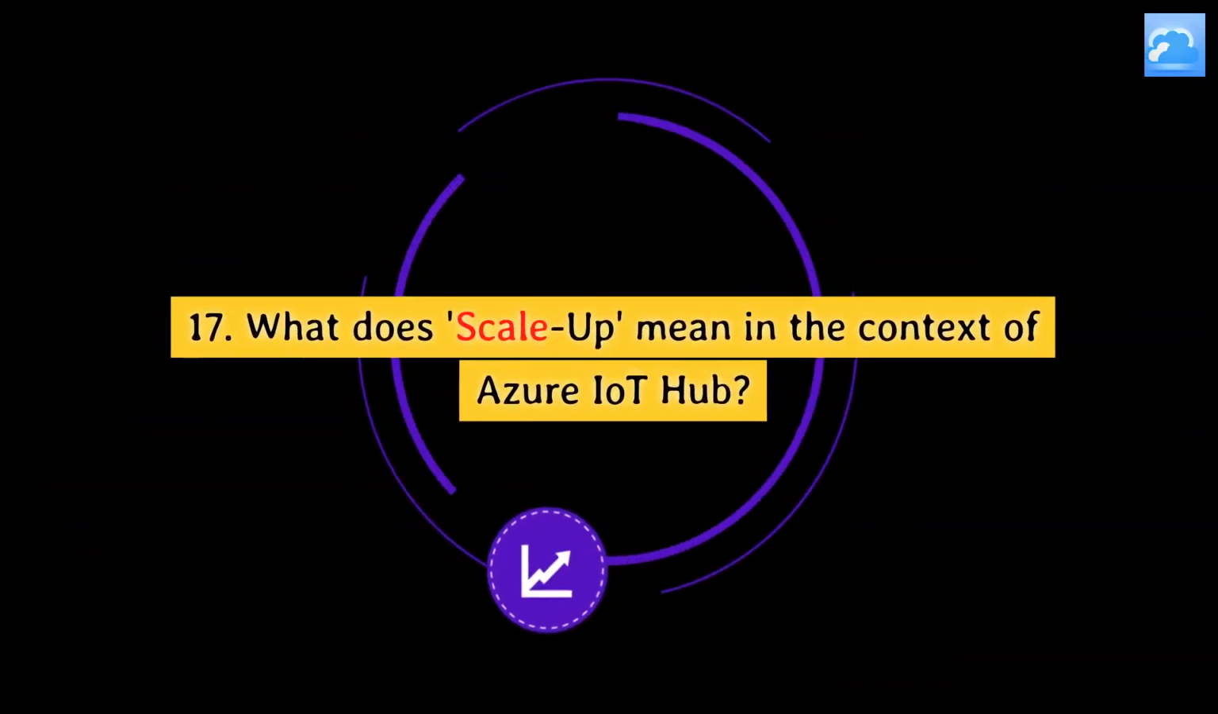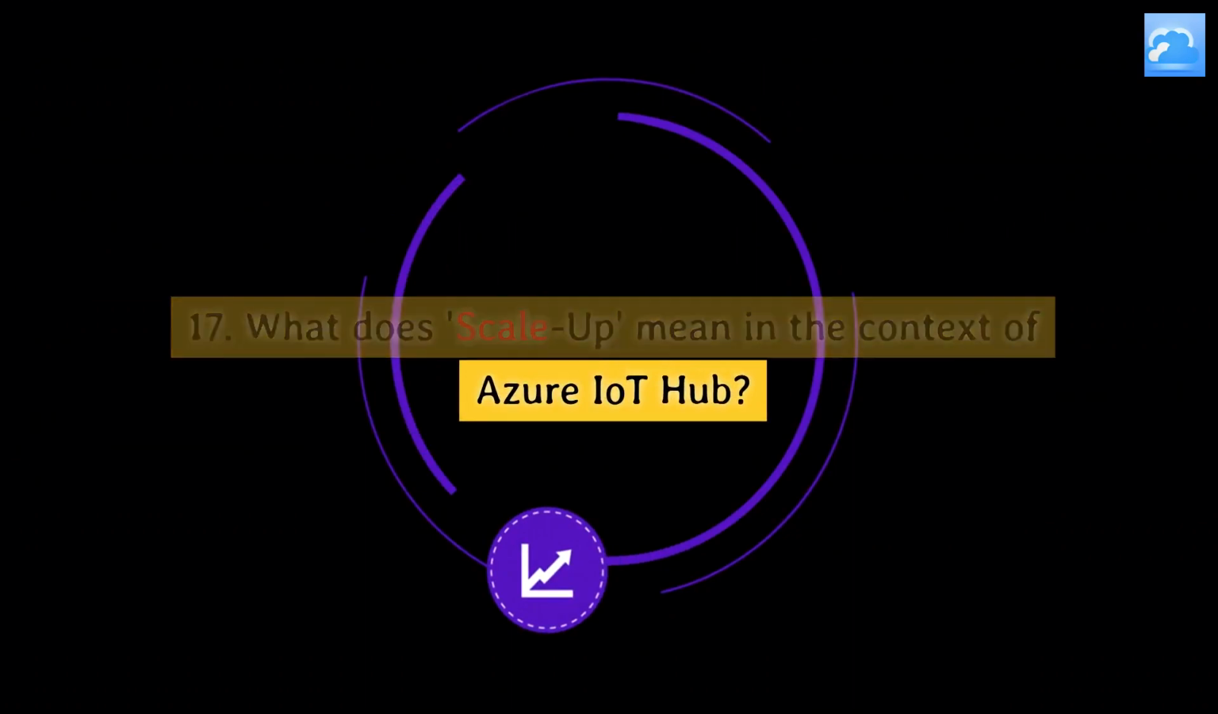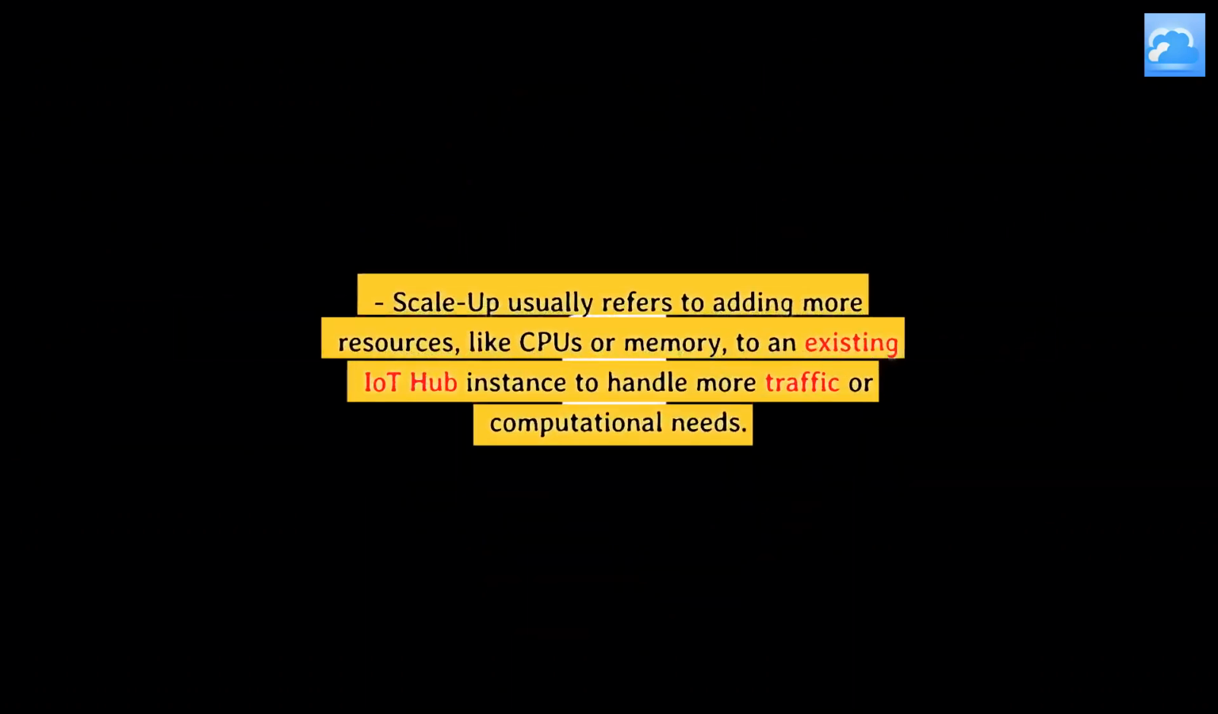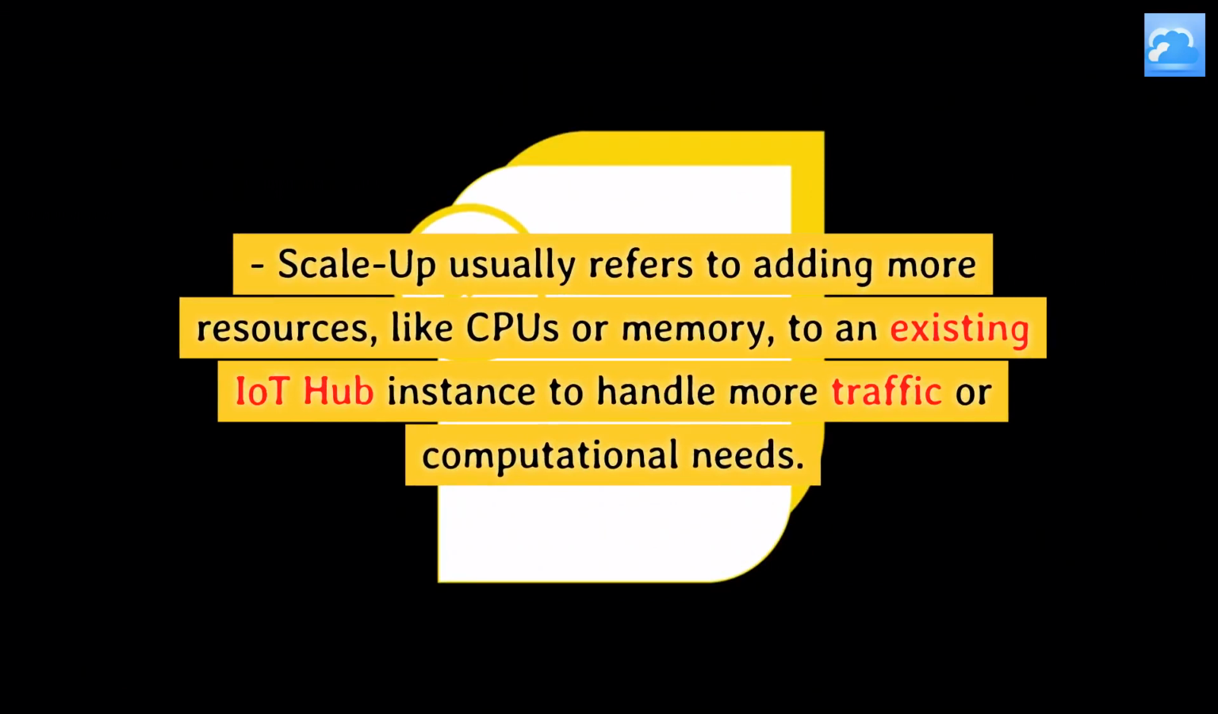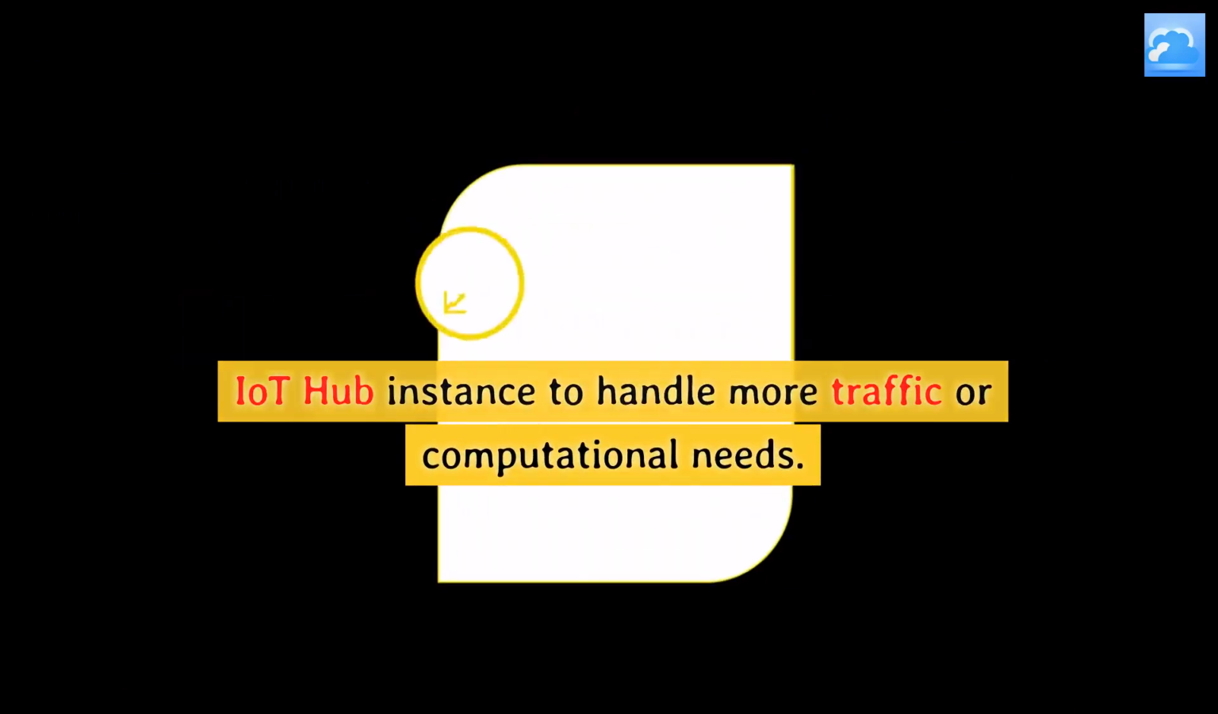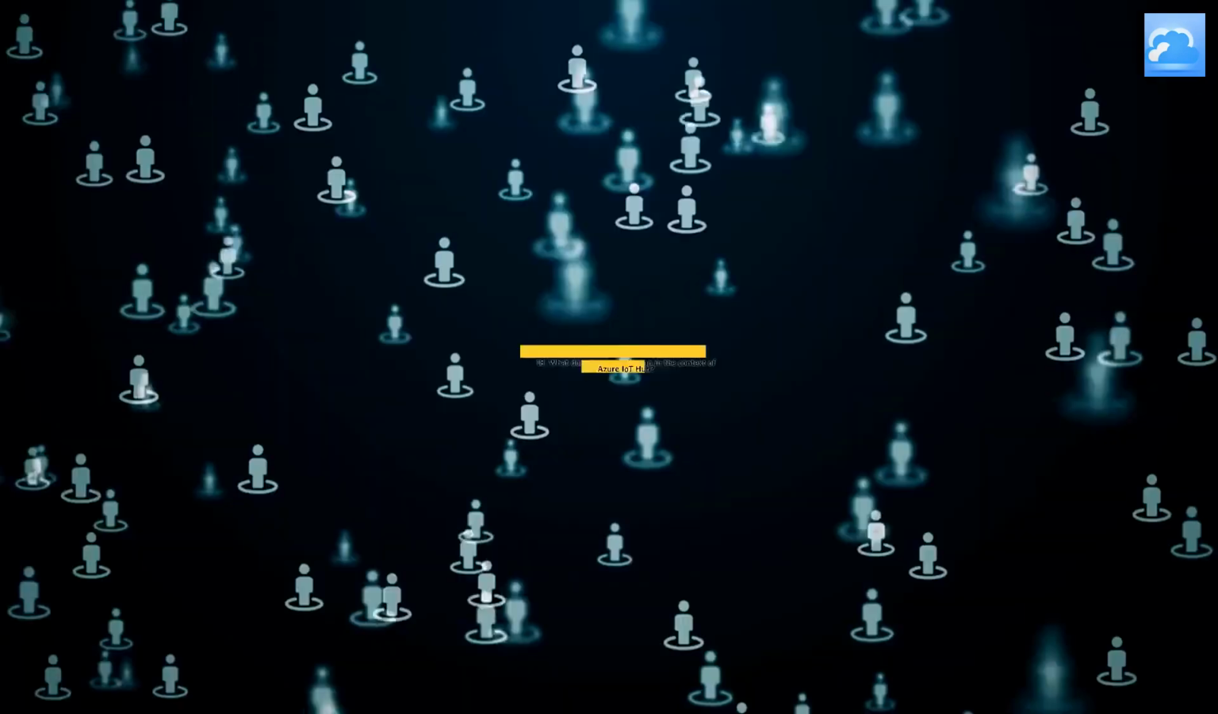17. What does scale-up mean in the context of Azure IoT Hub? Scale-up usually refers to adding more resources, like CPUs or memory, to an existing IoT Hub instance to handle more traffic or computational needs.